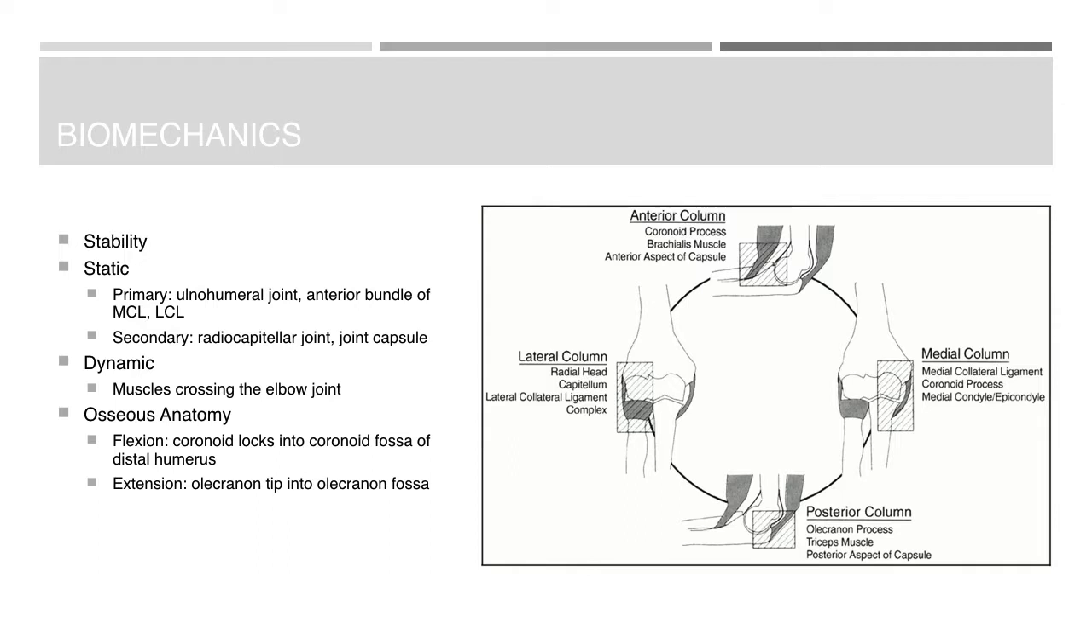The MCL complex consists of three components, of which the anterior bundle is the most important and restrains valgus and posteromedial instability forces. The anterior band of the anterior bundle is taut from 0 to 60 degrees, and the posterior band is taut from 90 to 120 degrees, providing resistance to valgus load throughout the arc of elbow motion. The posterior bundle is a thickening of the capsule, while the transverse ligament does not contribute to joint stability.